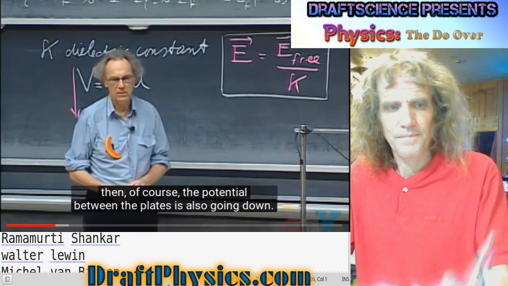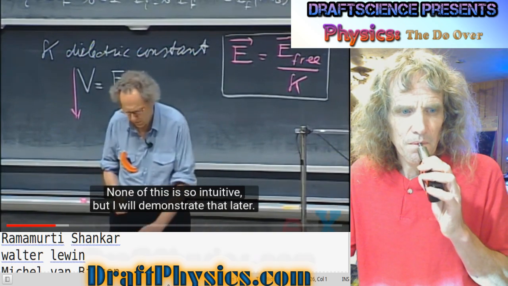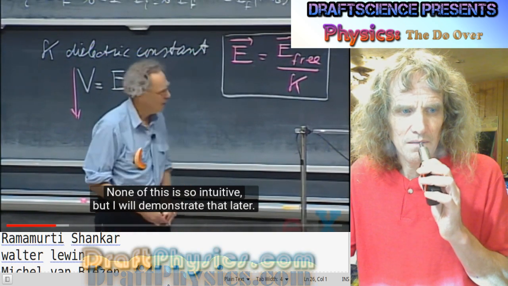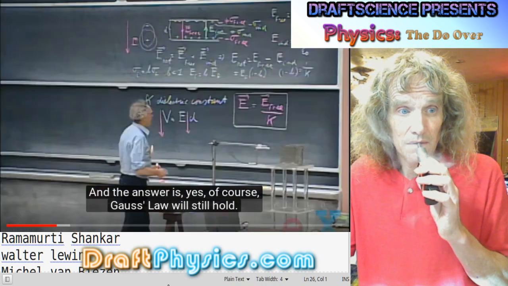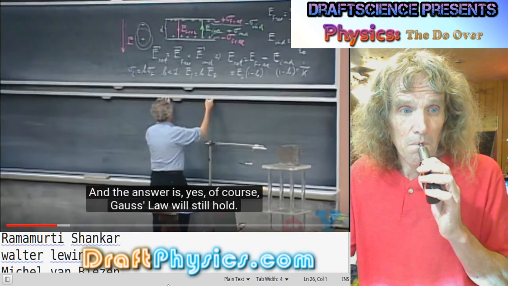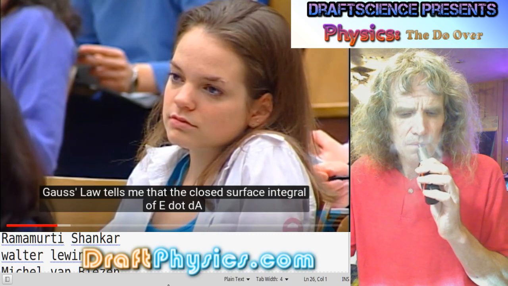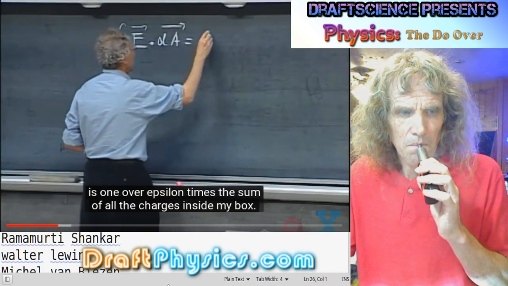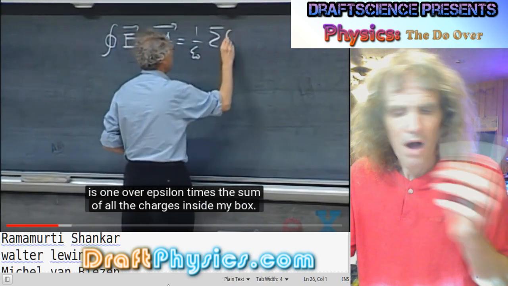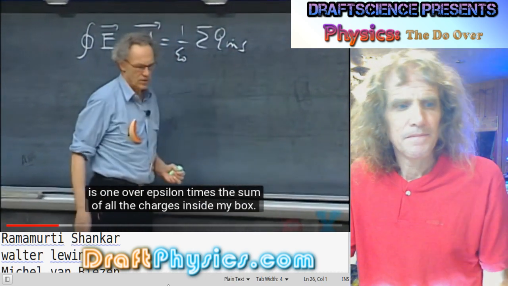The potential is also going down. None of this is so intuitive, but I will demonstrate that later. The question now arises, does Gauss' law still hold? And the answer is yes, of course. Gauss' law will still hold. Gauss' law tells me that the closed surface integral of E dot dA is 1 over epsilon times the sum of all the charges inside my box.